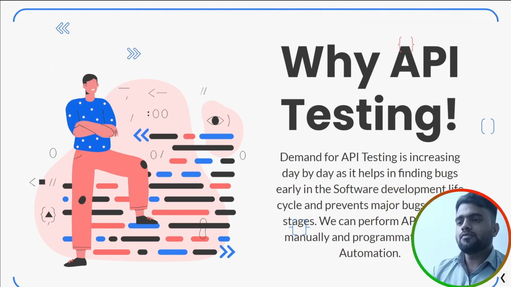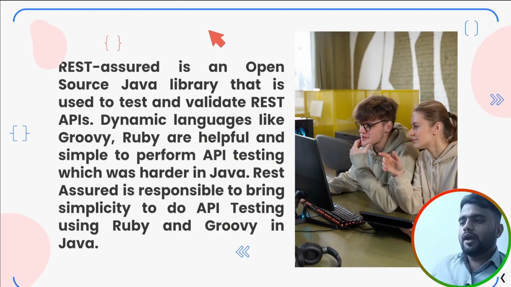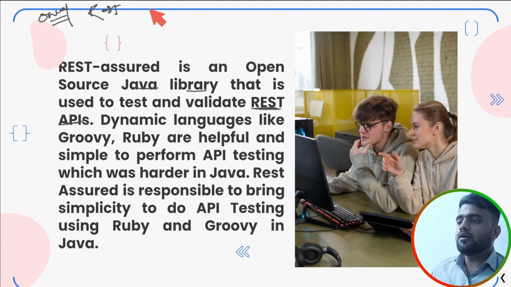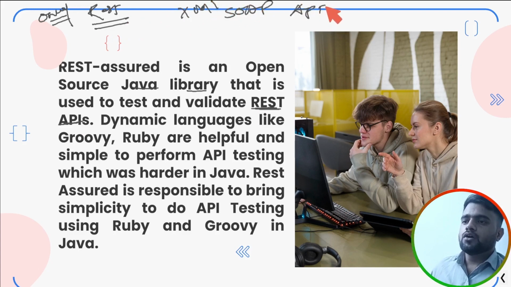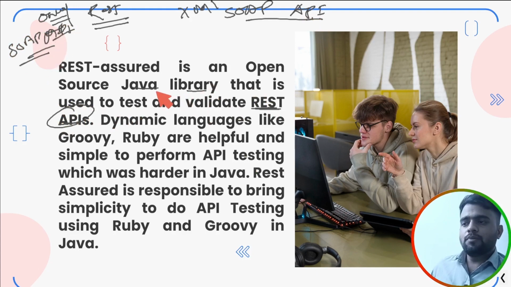So let me move to the next slide and I will talk about what REST Assured is. As we are talking about API testing, we'll talk about REST Assured here. It's an open source Java library, and this is used to test and validate the REST API. They are mentioning only REST API, not XML or SOAP API. So using this tool, we can only automate or test the REST API endpoints, not SOAP UI or SOAP API test cases, right? So it's an open source Java library.